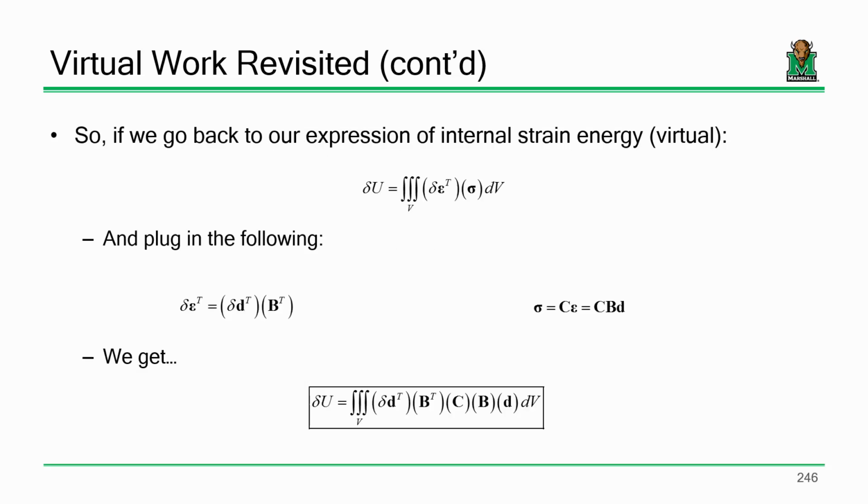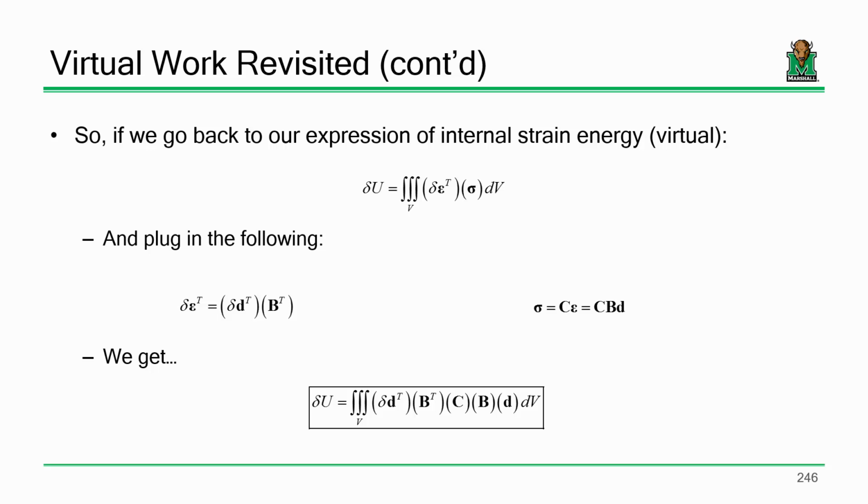So see what's happening here. I know there's a lot going on in this slide. This is actually a pretty critical slide to see where things are going. This term right here, the delta epsilon transpose, is strain, right? So it's B times your displacements. We're talking about virtual displacements and their transpose.